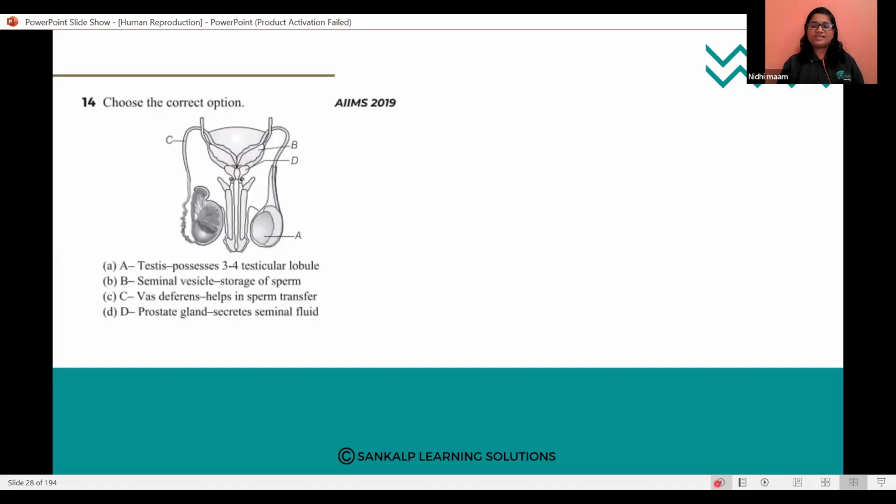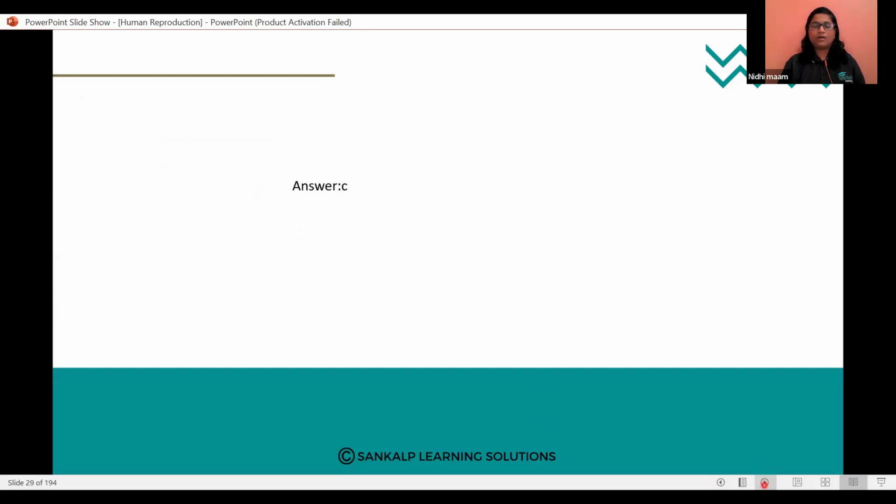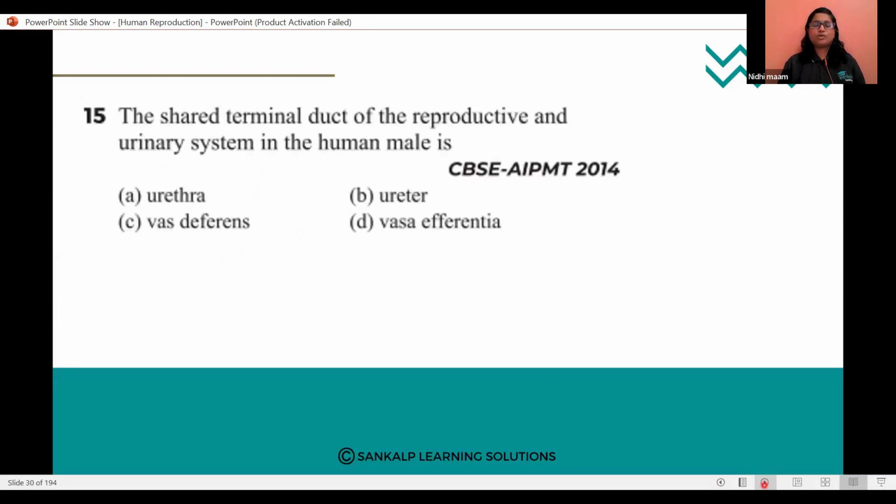Option C is vasa deferens. See here, this is not vasa deferens. It says helps in sperm transfer. Option C. Next question. Understand the question properly.